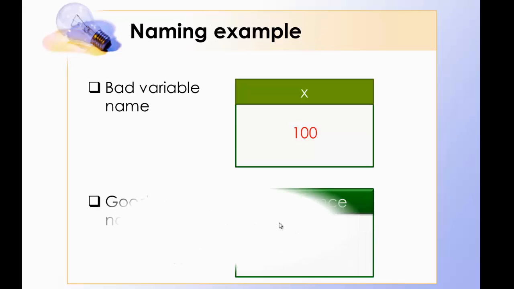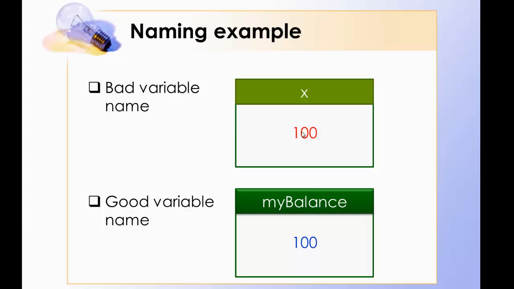I'll give you an example right now. So bad example, X, you let it be 100. Good variable name, call it my balance. So in the future, you know what my balance refers to.